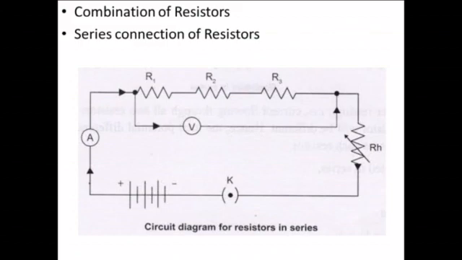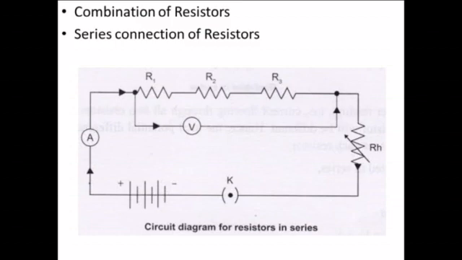Next topic is combination of resistance. It is of two types: series connection of resistors and parallel connection of resistors. First of all, we will move towards series connection of resistors.